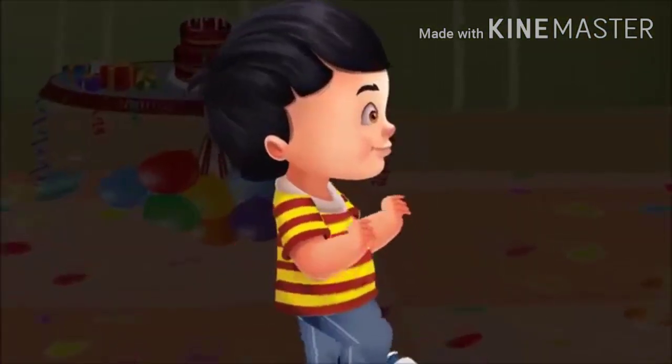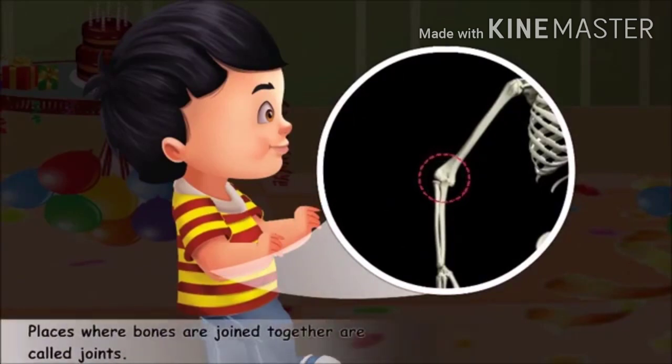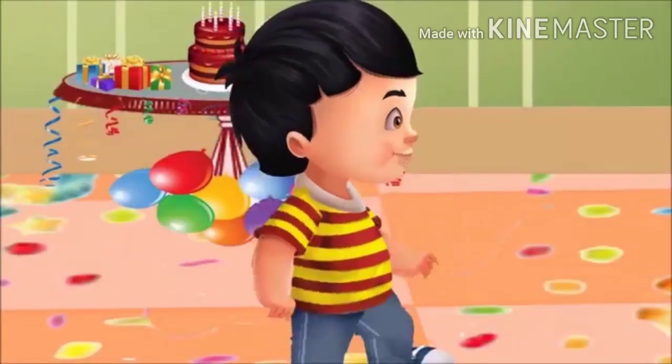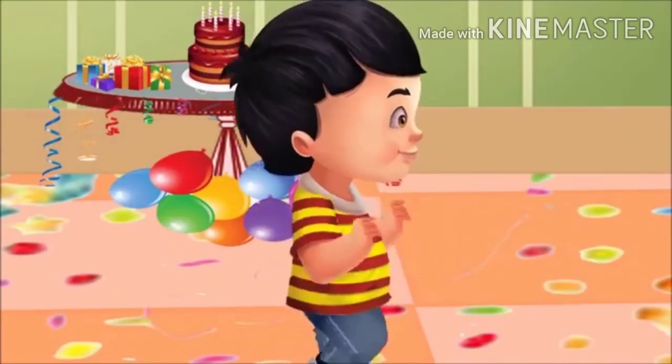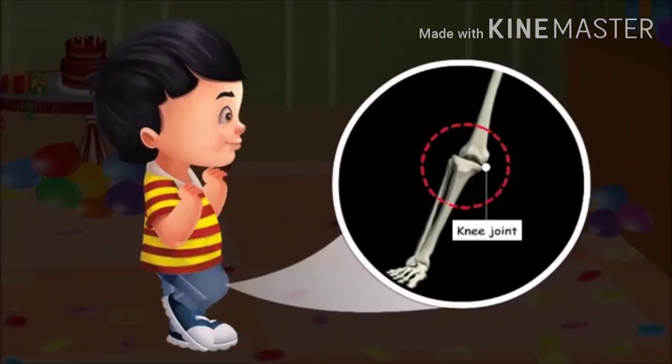Look at Sid's bones near his elbow. As you can see, two bones are joined here. Such places where bones are joined together are called joints. It is this joint that helps Sid to bend his arm. Similarly, a joint present at the knee helps Sid bend his leg.